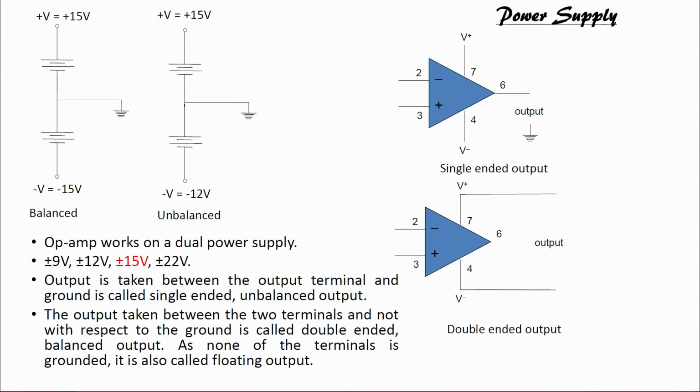Then we have seen balanced and unbalanced power supplies, right, and we have seen single-ended output and double-ended output. I will just skip this fast, just to make sure that balanced and unbalanced power supplies are used in several applications. In most applications you will see a balanced power supply, while some applications also use an unbalanced power supply. In the same way, single-ended output is with respect to ground, while double-ended output is not with respect to ground, that is why it is also called floating output.